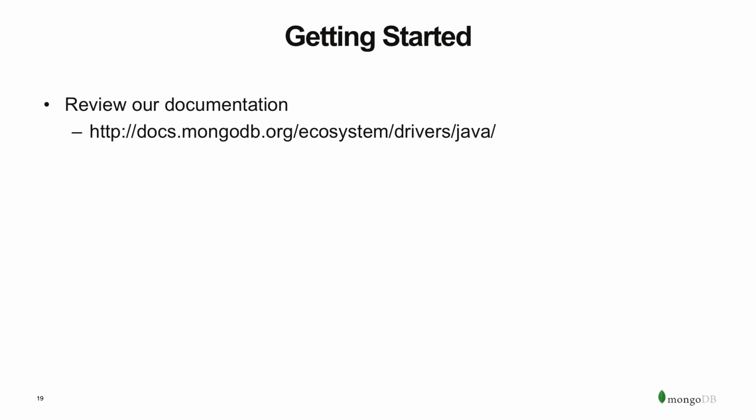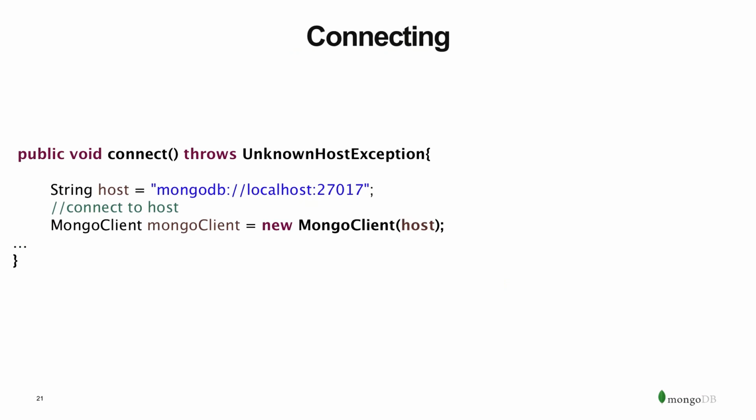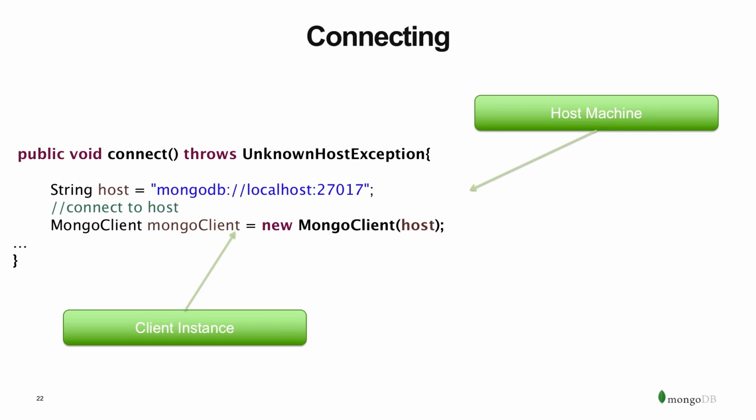To get our first app started, we can just follow some tutorials that we have online. Obviously, we will not be building applications from the shell. We'll be building applications using a driver or some language. We need to first know how to connect. This is as simple as defining a host and calling that function called MongoClient. This will be our client instance, the one responsible for managing all of our operations in and out from MongoDB.